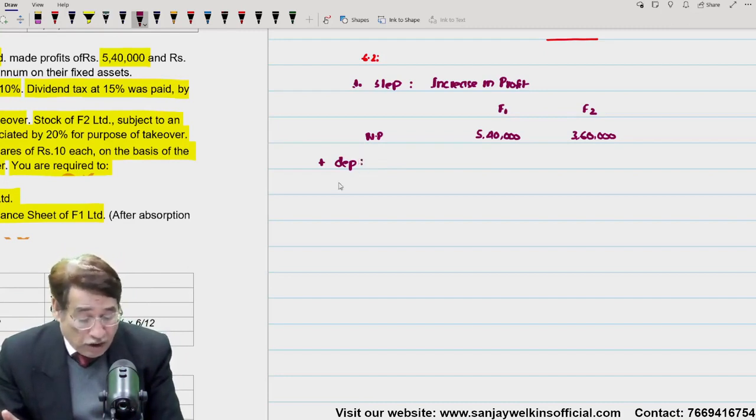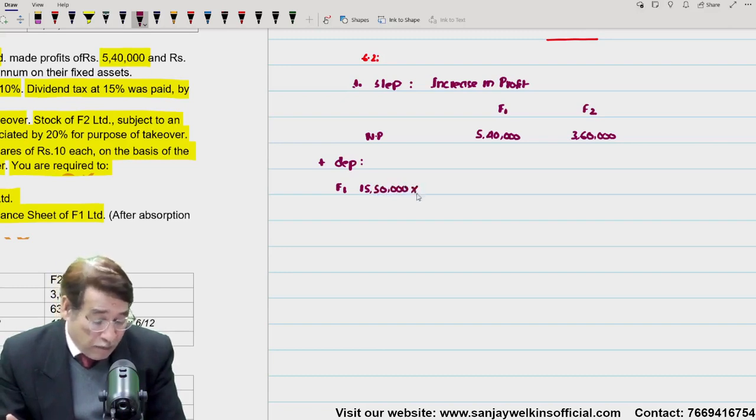Now, how am I going to compute the depreciation? First of all, I will take into account F1. The value of the F1 given in the balance sheet is 15,50,000. And the depreciation rate is given as 10%. And into 6 by 12.